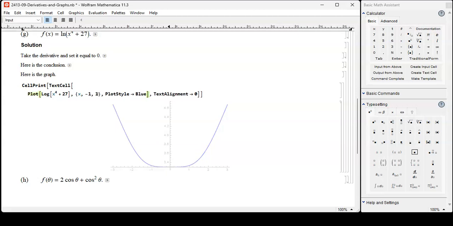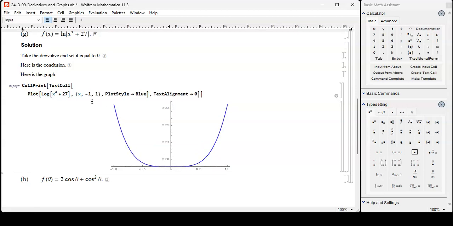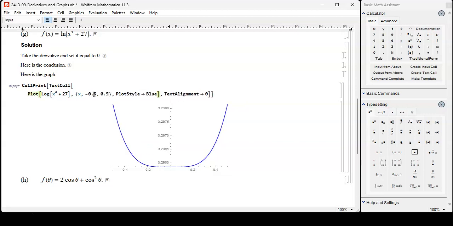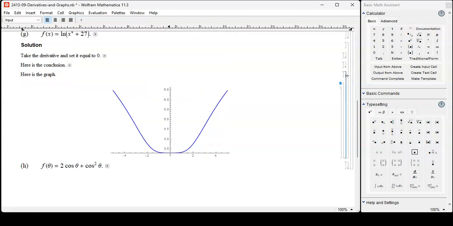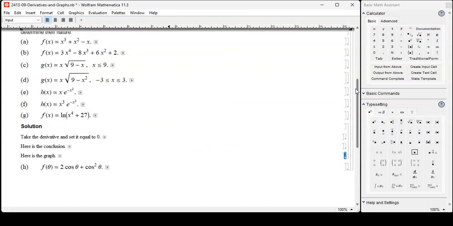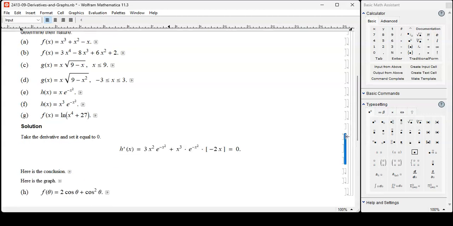Interesting. Oh, this part is really flat. Wow, it's really flat. So looks like this is a critical point. Let's go back to negative 5 to positive 5. So, okay, all right, looks like you have a local minimum here, decreasing and increasing. Okay, take the derivative and set it equal to 0.